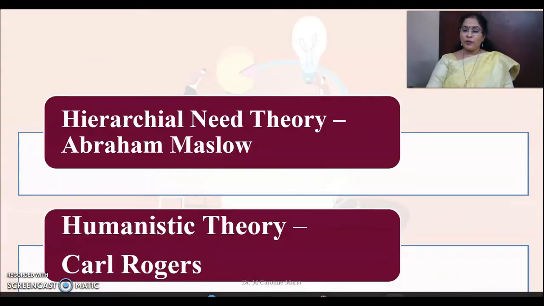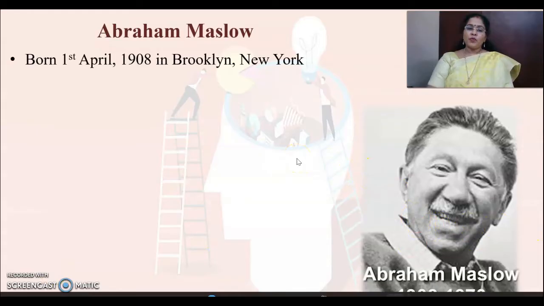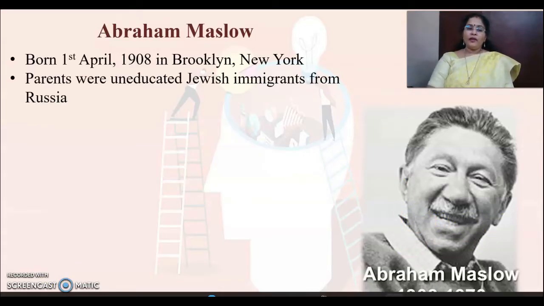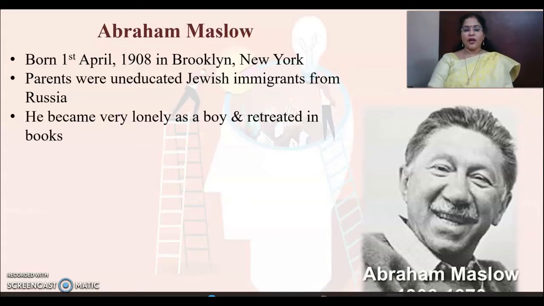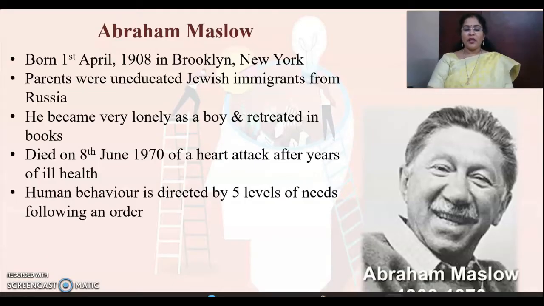There are two theories which we are going to learn in this video lecture. One is Abraham Maslow's hierarchical need theory and another one is Carl Rogers' humanistic theory. He is Abraham Maslow. He was born on April 1st, 1908 in New York. His parents were uneducated and they were Jewish immigrants from Russia. So he became very lonely as a boy and most of the time he spent reading books. And he died in the year 1970.